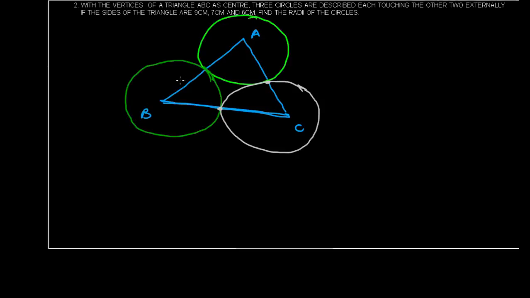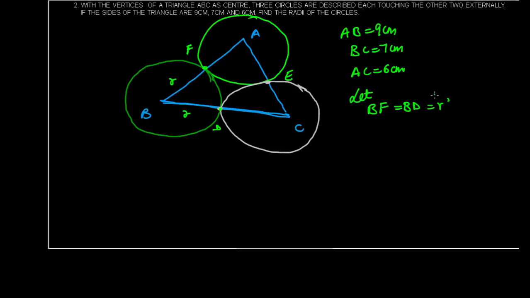So if we say that the radius of this circle is R, can I say the radius of this circle will also be R? So let us assume that this is some D, this is some E, and this is some F. These are the points at which they touch each other. So if this is R, then this also has to be R, right? Now, let us assume that AB is 9 centimeters, BC is 7 centimeters, and AC is 6 centimeters, right? So, therefore, let BF be equal to BD equal to R centimeters, because obviously radii of the same circle have to be equal. These 2 radii of the same circle and these 2 radii of the same circle. So radii of the same circle have to be equal, right?